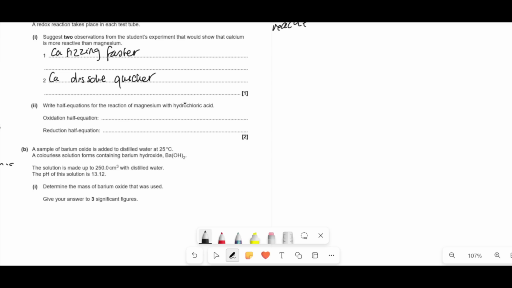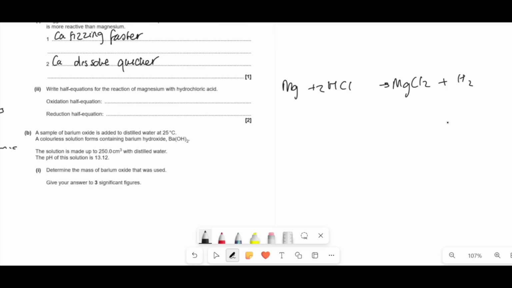So now it says write half equations for the reaction of magnesium with hydrochloric acid. So if we just quickly sketch what's going on here, we've got magnesium plus 2 HCl, fine. We'll make MgCl2 plus H2, right? Now, we need to have a look at what is going on in terms of the ions. So magnesium is oxidation state 0 here, but then it becomes +2. So if it's done that, it's become oxidized. So that first equation is going to be Mg becomes Mg2+, and then you've got to balance the charges on either side, and you also know that this has lost 2 electrons, so there you go.